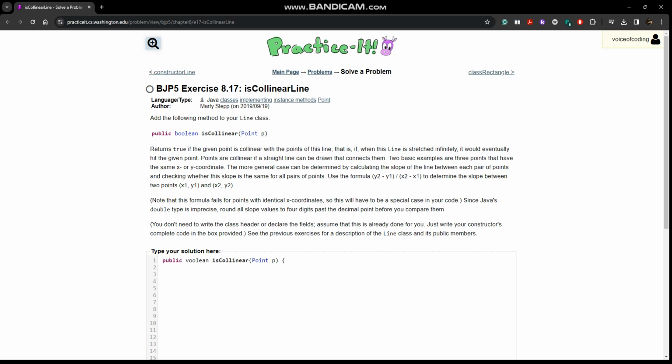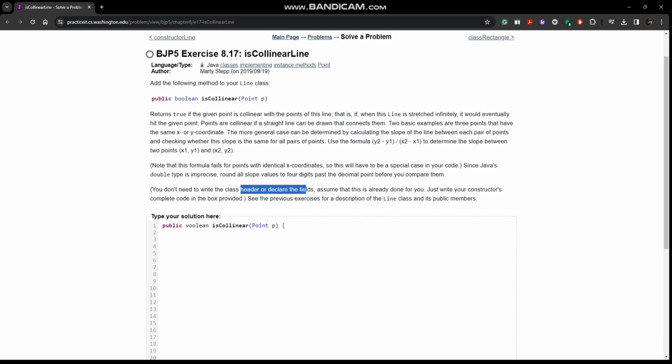checking whether this slope is the same for all pairs of points, using the formula y2 minus y1 divided by x2 minus x1 to determine the slope between 2 points x1 y1 and x2 y2. Note that this formula fails for points with identical x coordinates, so this will have to be a special case in our code. Since Java's double type is imprecise, round all slope values to 4 digits past the decimal point before you compare them. You don't need to write the class header or declare the fields, and this is just saying that we just write a method.